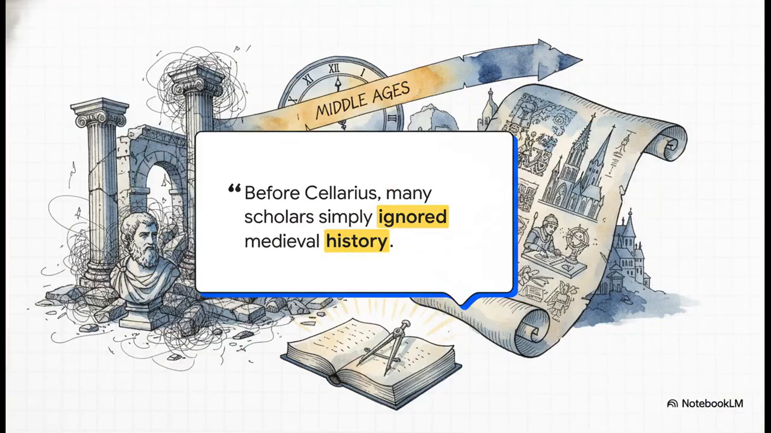And this really shows you just how radical his idea was. Before him, a lot of scholars kind of just skipped the Middle Ages. They looked back at ancient Greece and Rome, and then basically fast forwarded 1,000 years to the Renaissance, treating everything in between as this dark, unimportant gap. Cellarius gave that Middle Age a name, a definition, and a place on the timeline. He didn't just organize history, he basically rescued a millennium from being forgotten.